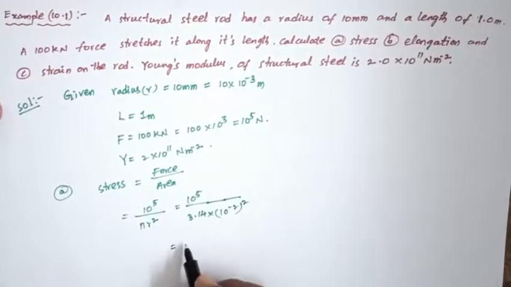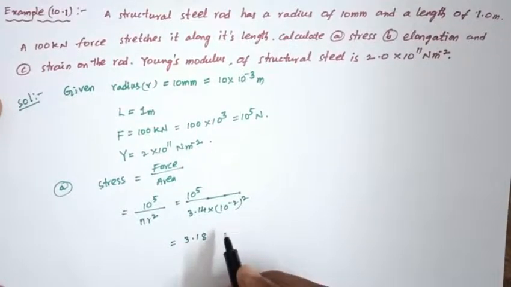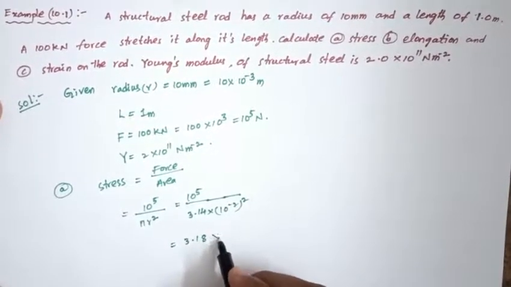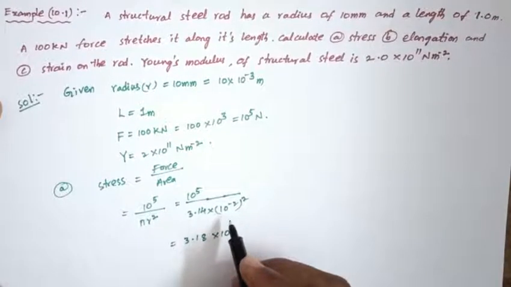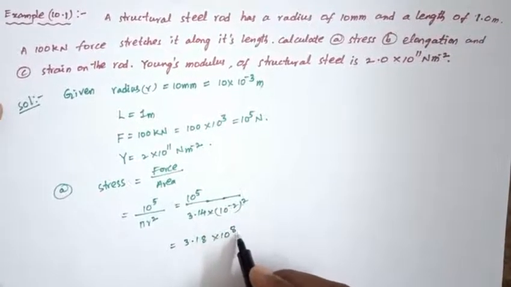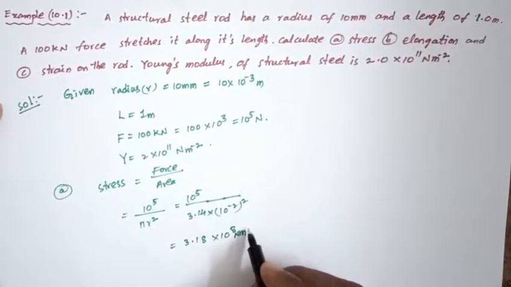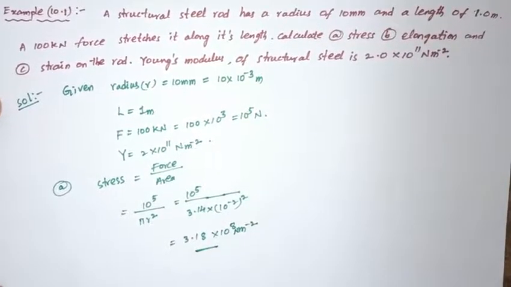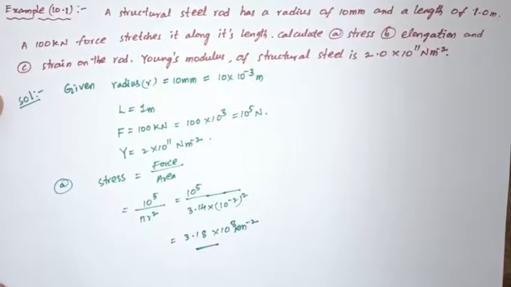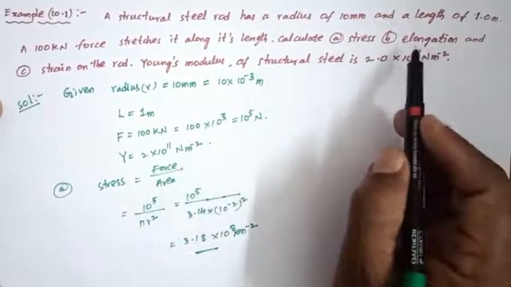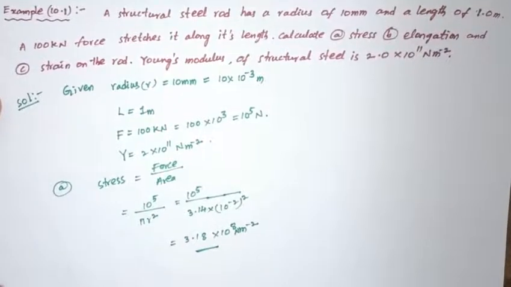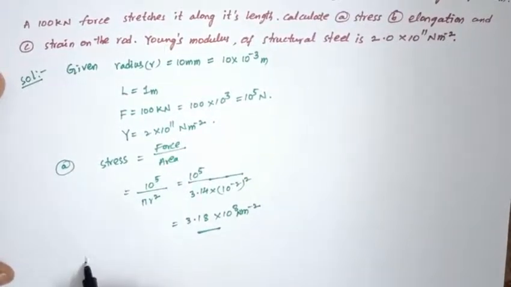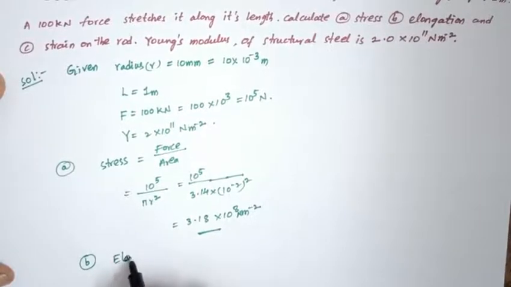So that equals 3.18 into 10 to the power of 8 Newton per meter square. So this is the stress. Next we can find out the elongation. Next, B is elongation.